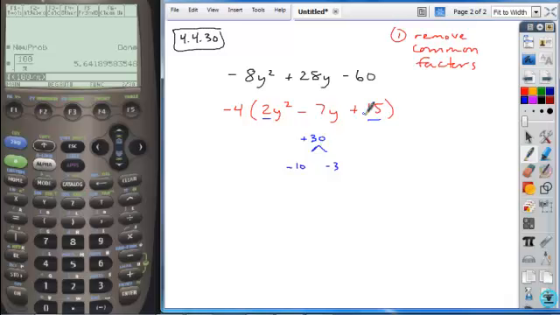Okay, are there any other possible combinations that we might have? 2 and 15. They don't give us a sum of -7. 5 and 6. They don't give us a sum of -7. So is there any set of them that will work? No. Okay, so what that means is this is as far as it factors. All you can do is remove that common factor. There's no other factors you can remove from that.